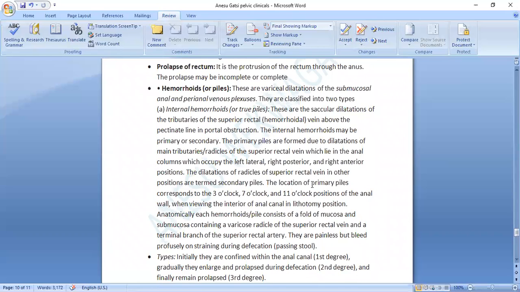So the types of these are your first degree, second degree, and third degree. In first degree, they are confined within the anal canal. Then in second degree, there is partial prolapse during defecation, then they return. But in third degree, they don't return, so it's full prolapse.